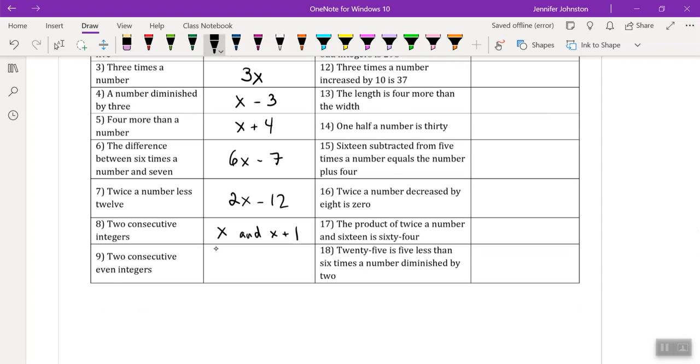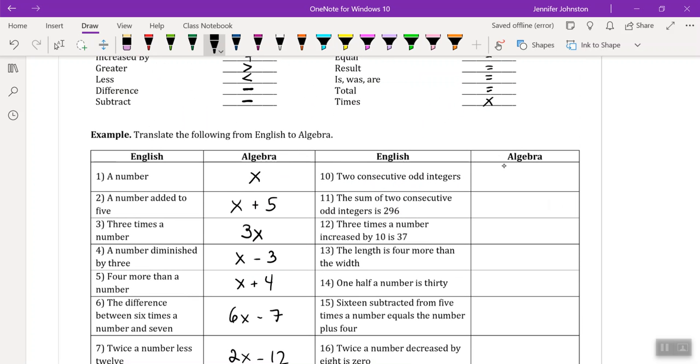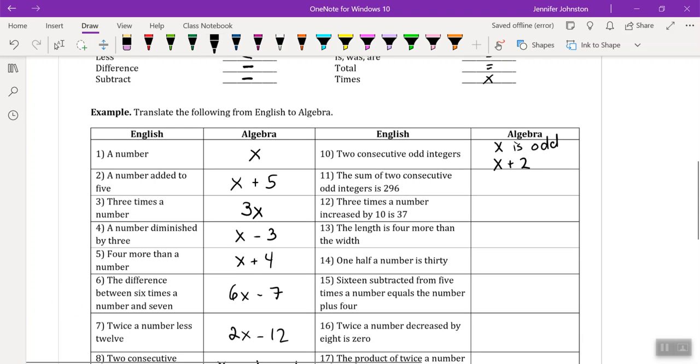2 consecutive even integers, so let's say x is even, then it's x plus 2, right? If x is even, so like 4, then 4 plus 2 gives you 6. That's the next consecutive even integer in line. 2 consecutive odd integers would be the same thing: if x is odd, we have to decipher that x is odd, and then it'd be x plus 2, right? Because the next odd integer is not 1 away, but 2 away.